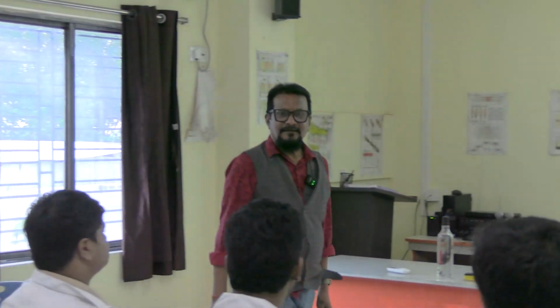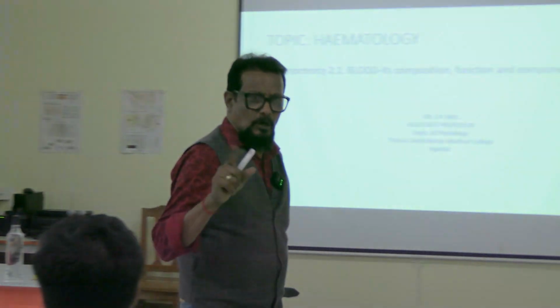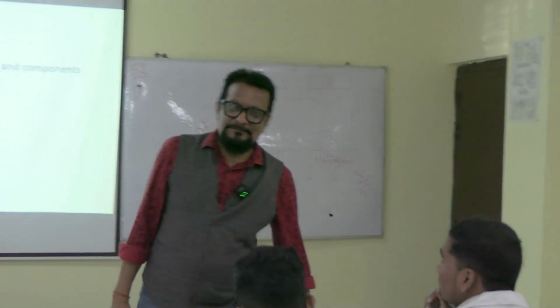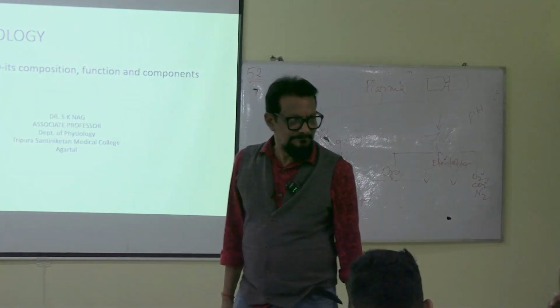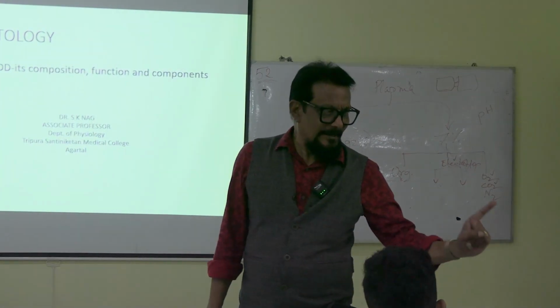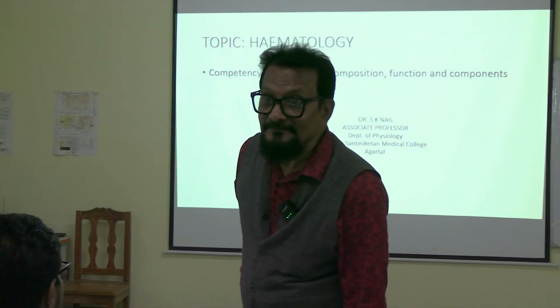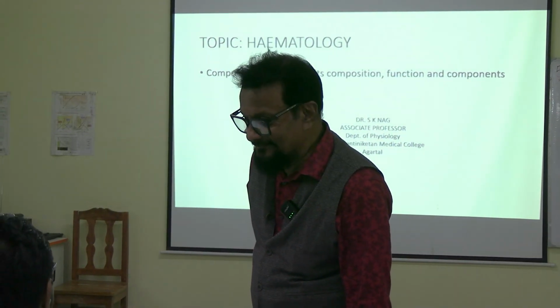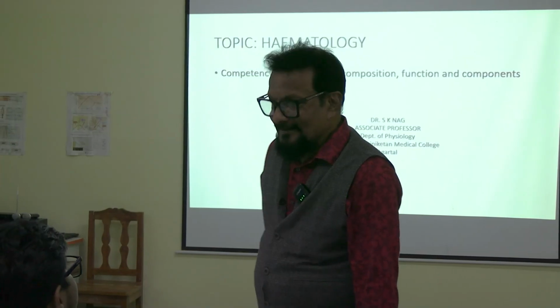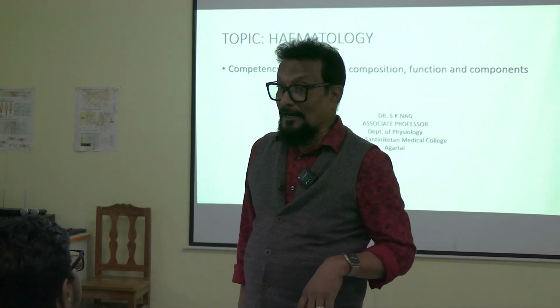These are required for blood clotting. Without this, clotting is not possible. Prothrombin is what? Fibrinogen. Okay? Fibrinogen is required for blood clotting.